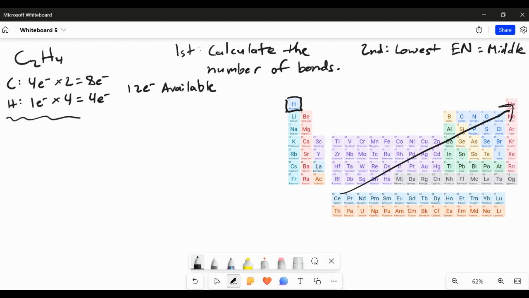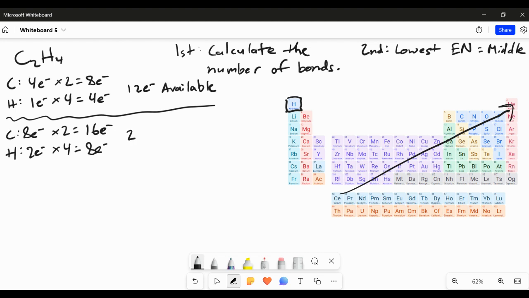Okay. Now, how many do we need? Carbon wants 8 electrons, and there's 2 of them, so it wants 16 electrons. Hydrogen, each one wants 2 electrons, and there's 4 of them, so that's 8 electrons. We add these together, and we have 24 electrons needed.